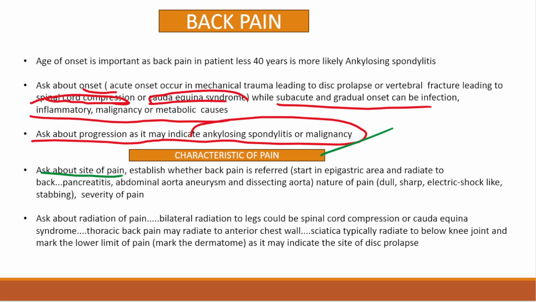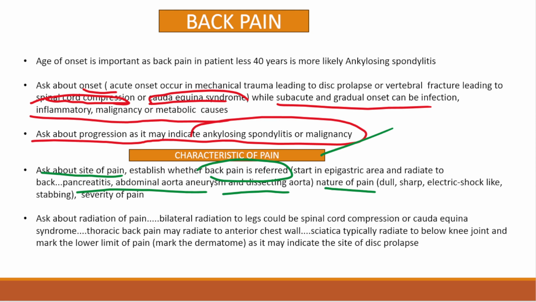Sometimes the back pain is referred pain, like originally it will be a peptic ulcer disease pain, or pancreatitis pain, or dissecting aortic aneurysm pain, and it will be referred to the back. So originally the problem is somewhere else. Three diseases cause referred back pain: one is peptic ulcer disease, second is pancreatitis, and third is dissecting aortic aneurysm. These cause referred pain to the back. So we'll ask whether it is the original site of back pain, or it's referred pain to the back.